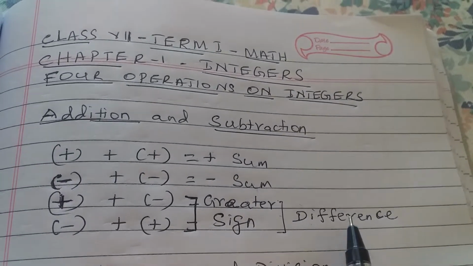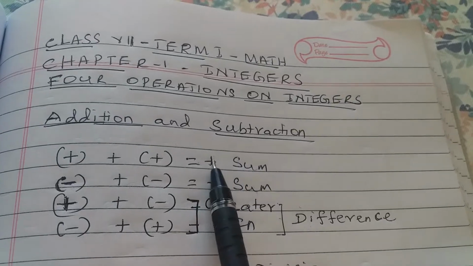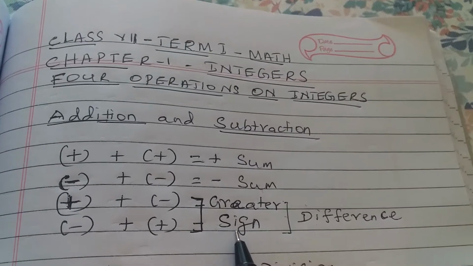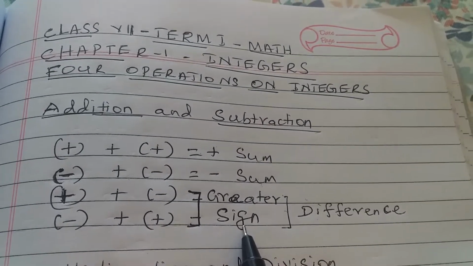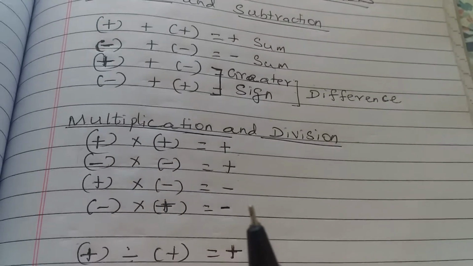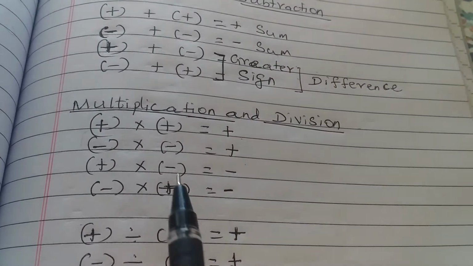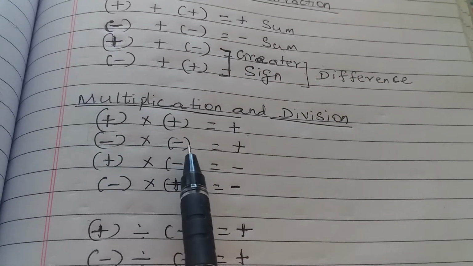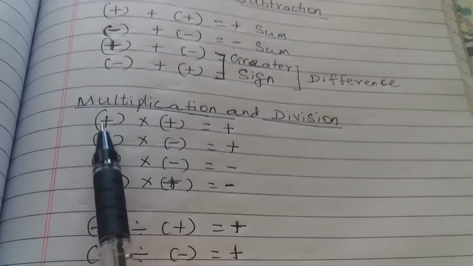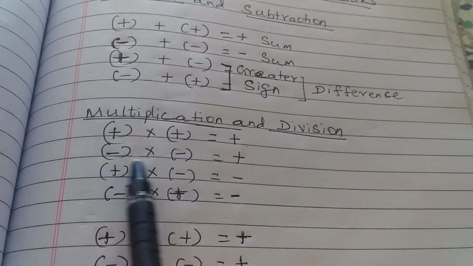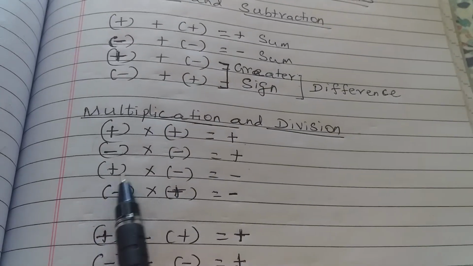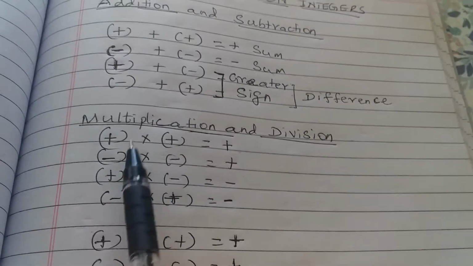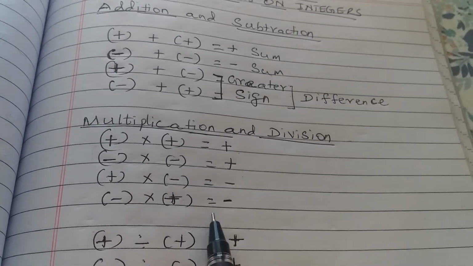So to summarize, if the signs are same, add and put the common sign. If the signs are different, subtract them and put the sign of the greater number. This is for addition and subtraction. Now we'll see multiplication and division. It is the same for multiplication and division. If you multiply two same signs, both positive or both negative, it is plus. Plus into plus is plus, minus into minus is also plus. And when you multiply two different signs, plus into minus or minus into plus, the answer is negative. So multiply the same signs, positive; multiply the different signs, it is negative.